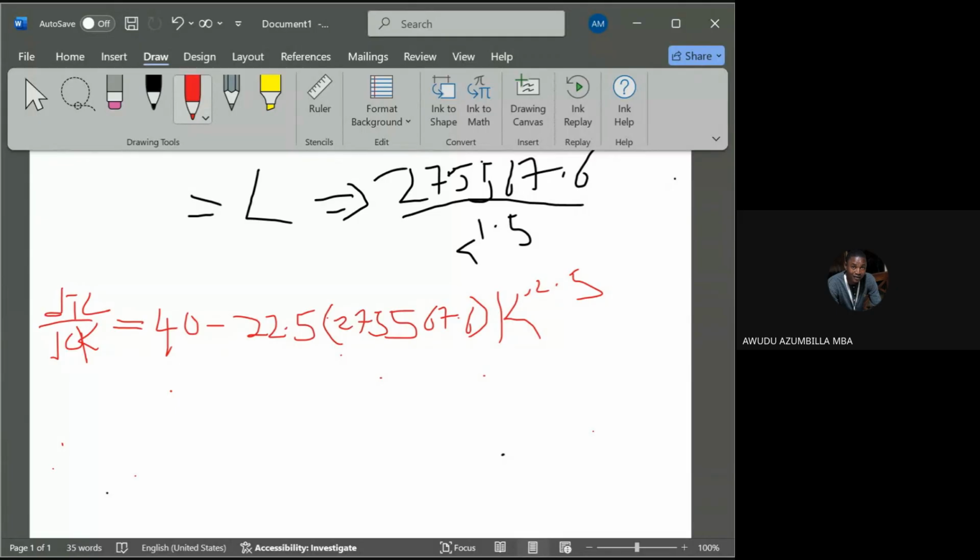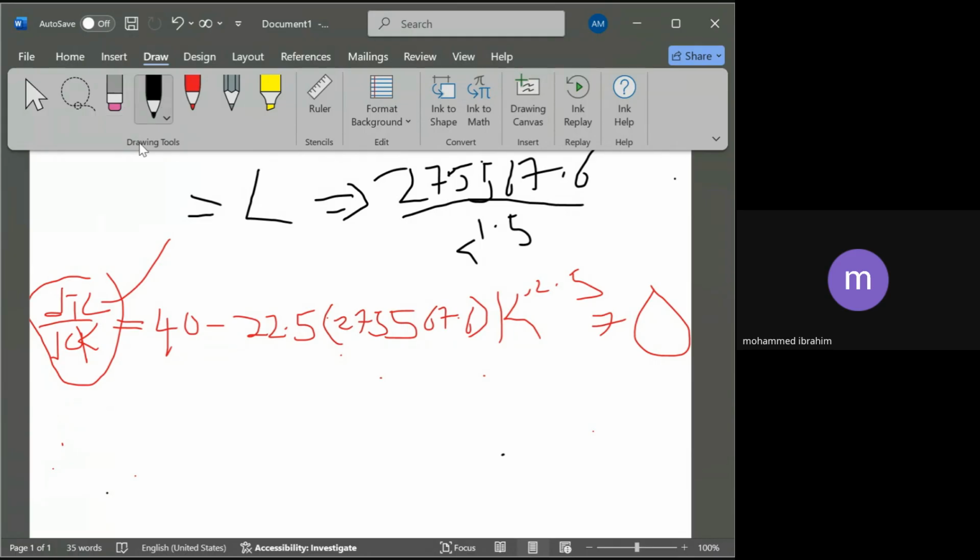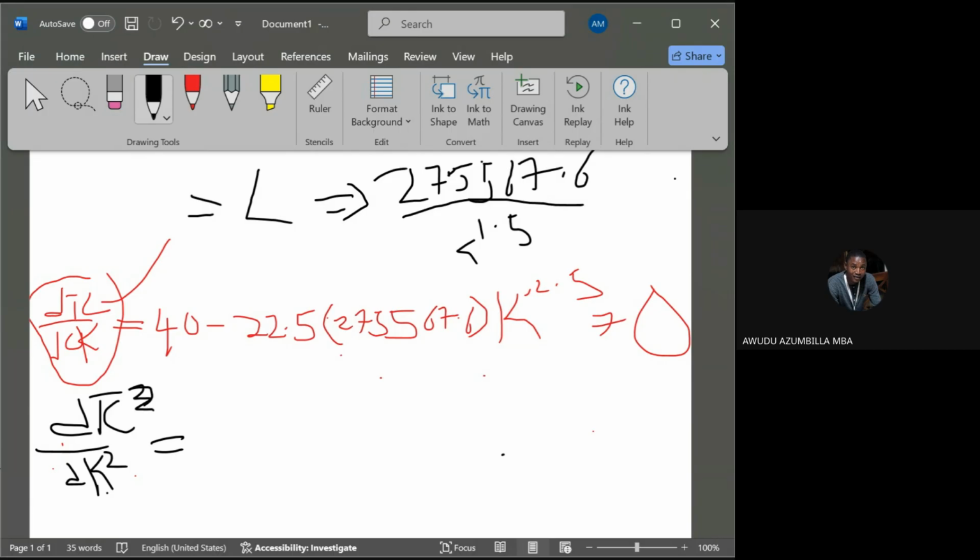Now we are going to look at the second derivative. It means that we are going to differentiate this one for the second time. We equate it to 0. To determine whether our production function is at minimum or maximum level, we are going to differentiate this function for the second time. So we are going to get d squared TC over dK squared. It's telling you that we are going to differentiate this one for the second time. See what we are going to get.